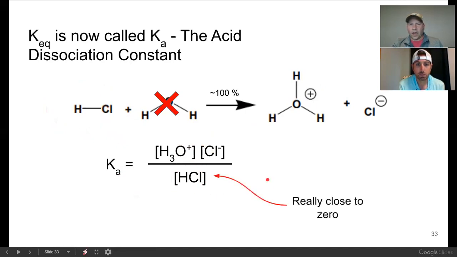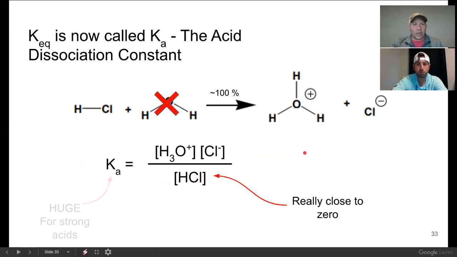Now in a strong acid, if this is almost 100% dissociating into products at equilibrium, there's not going to be much of this left. So this amount at equilibrium is going to be really close to zero. And what's that going to do to this number right here? If this number is big and this number is very, very small, it's going to be huge. So anything that's got a very large Ka is a very strong acid.